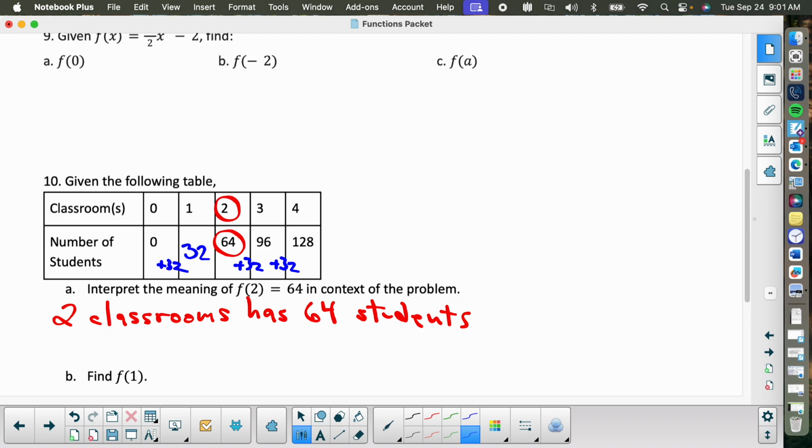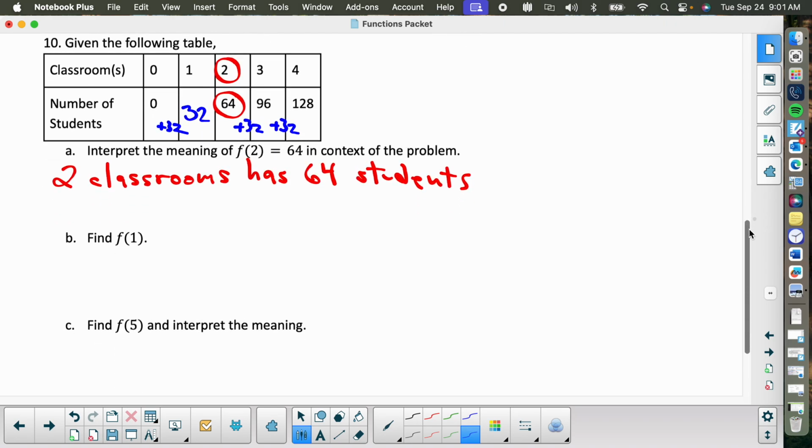So that is B. And if I remember right, C, yep, C is asking you to find one that is not on the table. Who's going to help us with that one? Oh, Charlie is volunteering, so at least we have a backup help.